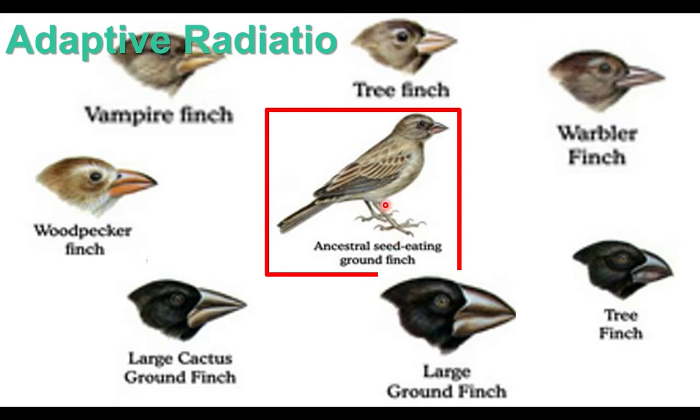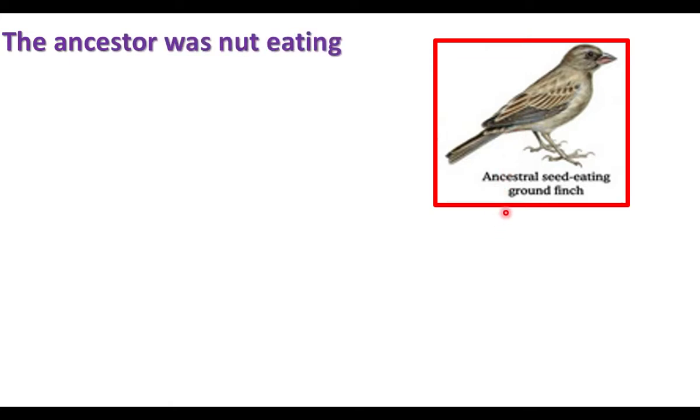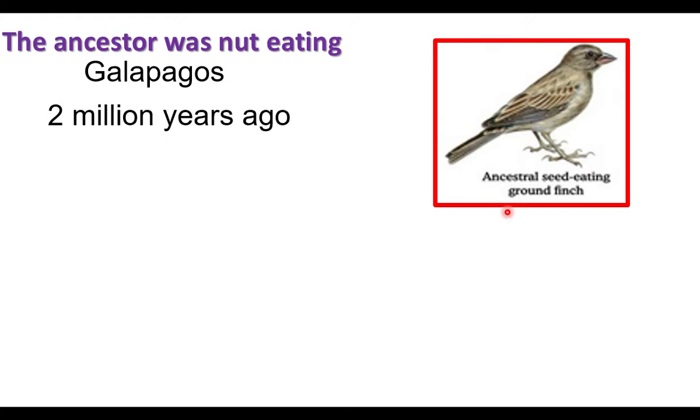Here the common ancestor is seed eating, but the newly evolved species have different food habits. They have different types of mouth parts. This common ancestor is the finch. These finches are commonly called Darwin finches. The ancestor was nut eating and ground living, and they were in Galapagos Island. They lived 2 million years ago in Galapagos Island.